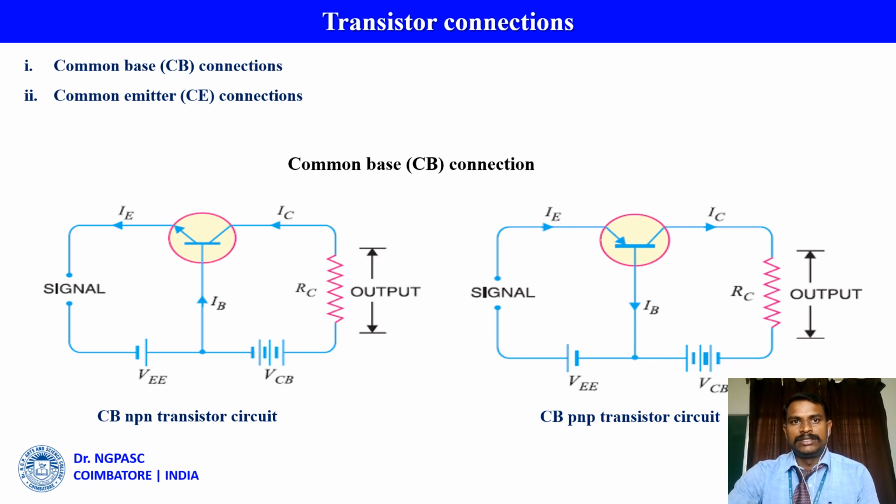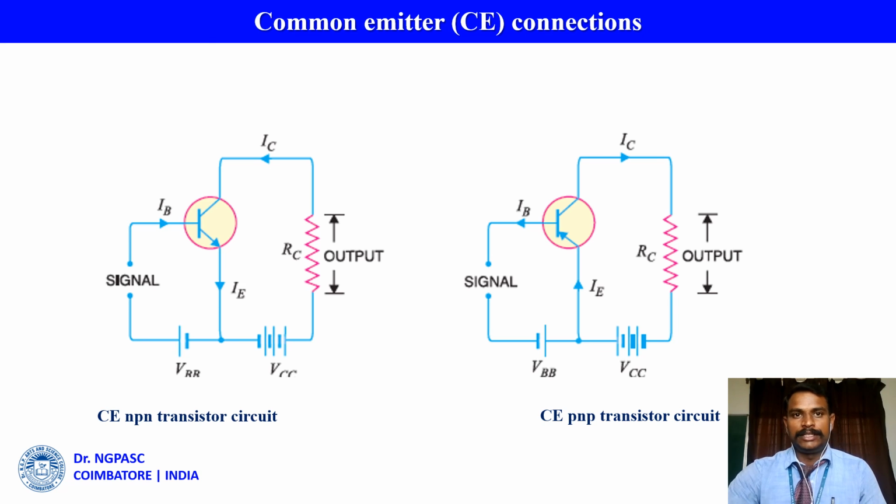First, common base connections. In this diagram, the input is applied between the emitter and base. The output is taken from the collector and the base. Here the base of the transistor is common to both input and output circuits, hence the name common base connections.